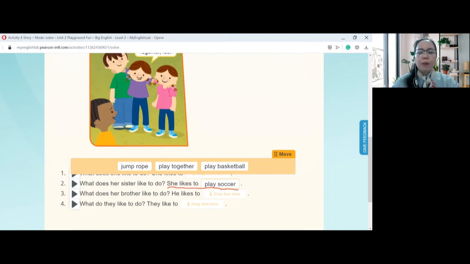You have to comprehend the story by answering the questions and using complete answer. Ya, jadi kalau di buku workbookmu, kamu harus menulis jawabannya secara lengkap. Ya, berbeda dengan yang di layar ini. Contohnya seperti she likes to play soccer. Itu jawaban lengkapnya, ya.